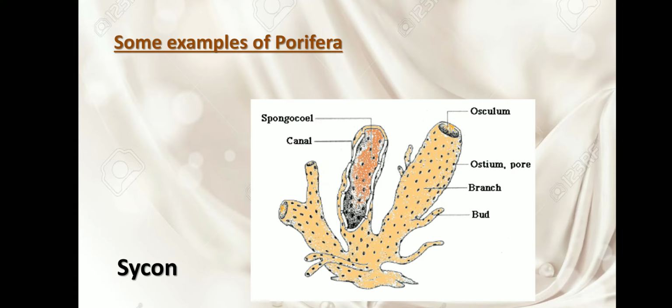This is a labeled diagram of Sycon. In the diagram: osculum, ostia, bud, which is part of asexual reproduction, branches, and a specific type of canal. This canal is called the spongocoel or cavity.